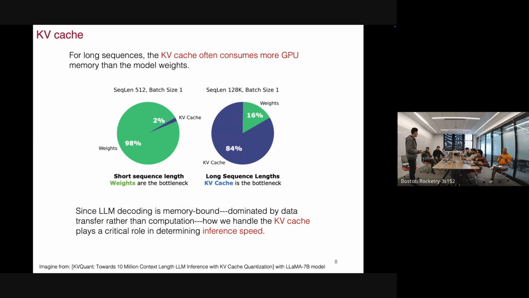And the issue with a large language model generating a long response is the KV cache. Bear with me if you don't know what KV cache is; I'm going to talk about that in my slides. But for now, just look at this figure. For a long sequence, either a long prompt or a long response, your GPU memory is mainly occupied by the KV cache rather than the model weights. Because large language model decoding is known to be a memory bound issue, which means it's dominated by data transfer rather than computation.